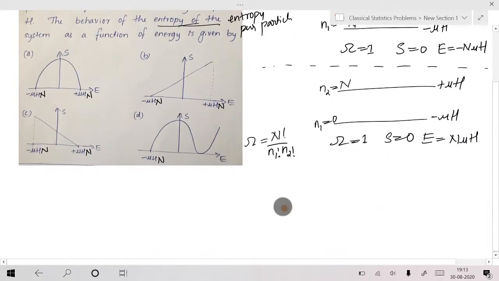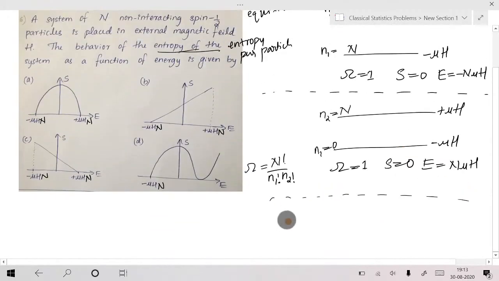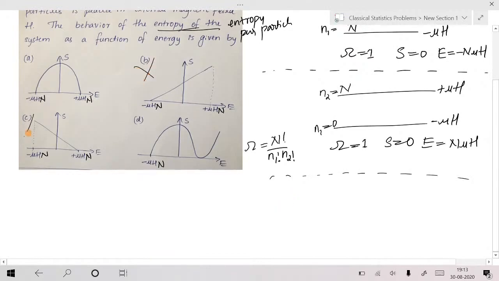Now, when will entropy be maximum? These are the situations where entropy was 0, so I can eliminate these two options. My entropy is 0 here and 0 here. I would take this one as plus n mu h; he hasn't mentioned it, but let me take it like this. So entropies are 0 at these two total energies. For the other two options, entropy is non-zero, so I'm going to eliminate those.